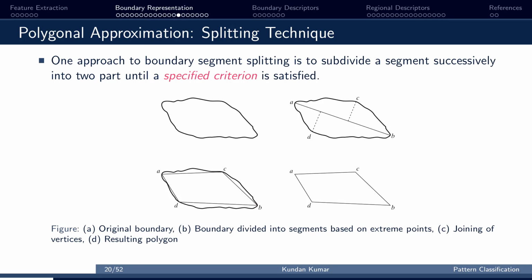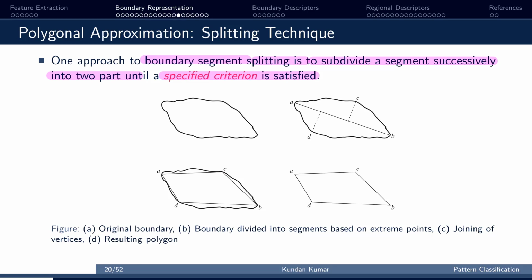Okay, next approach is the splitting technique. This is also a kind of polygonal approximation, where our boundary will be approximated using a polygon. One approach to boundary segment splitting is to subdivide a segment successively into two parts until a specified criterion is satisfied.